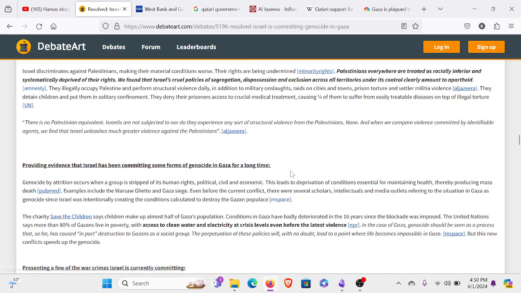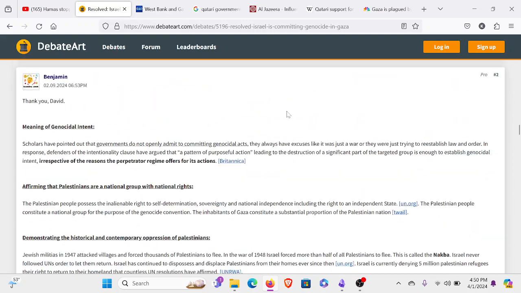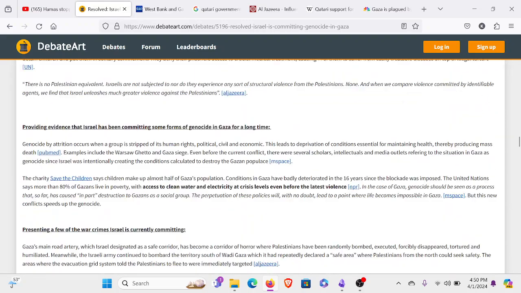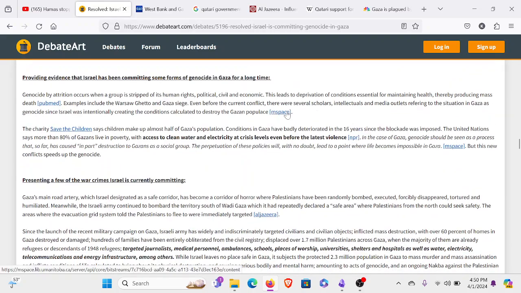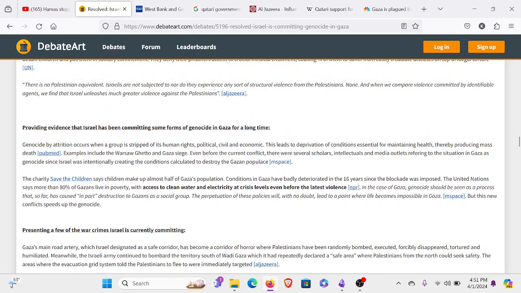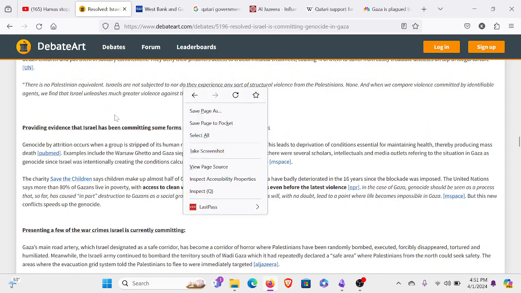Again, more Al Jazeera statements. Or was that the same ones? Yeah, the same ones are still in there. Okay. Providing evidence that Israel has been committing some form of genocide in Gaza for a long time. Okay, now we're getting to the arguments.